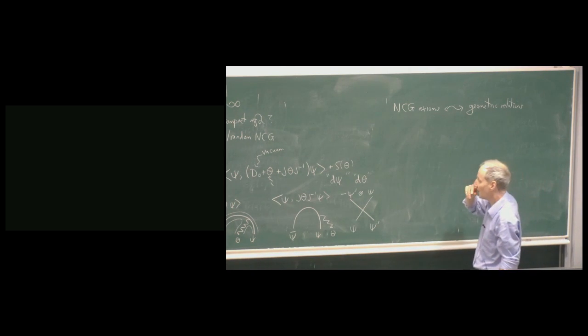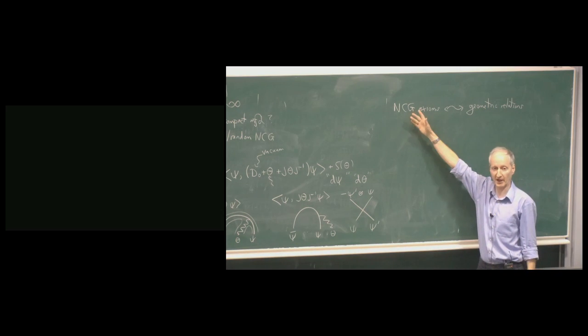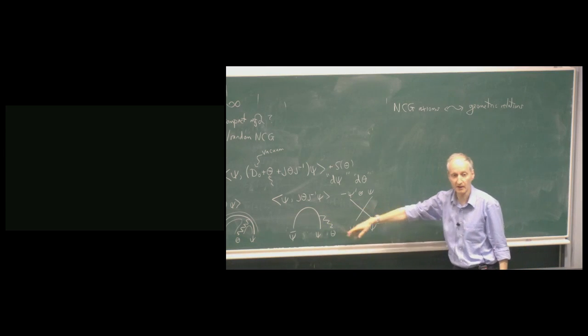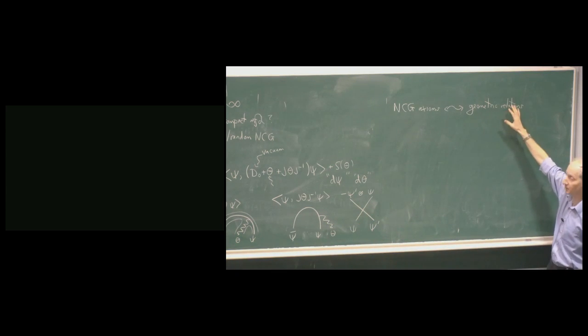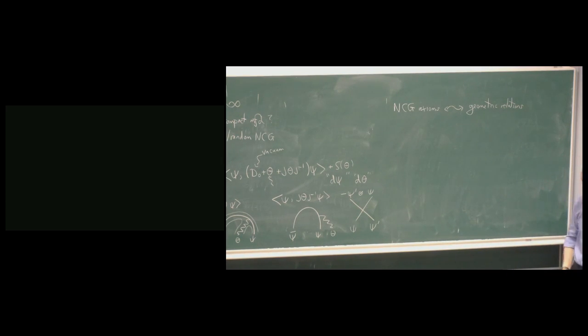When you do this right, it goes both ways. In fact, you can start with the non-commutative geometry axioms and derive a bunch of relations on these diagrams, and you can do it the other way around. If you have these diagrams with a bunch of relations, you get all the non-commutative geometry axioms. So it really goes both ways.